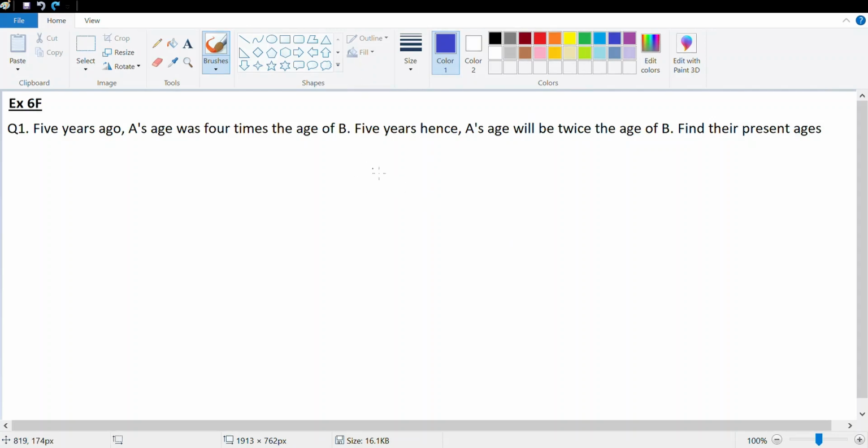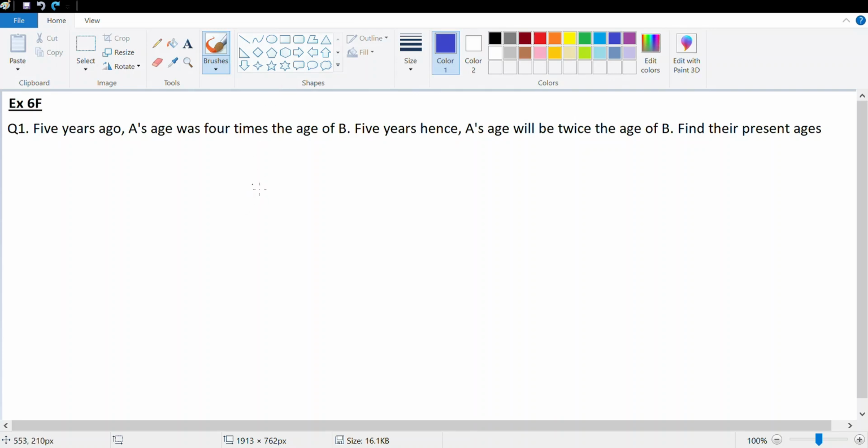That's exercise 6F. We are on the same chapter, which is simultaneous equations, and this exercise is based on ages, cost price, selling price, and time and work. So let's look at some questions. No new concept for me to explain, but let's look at these questions.